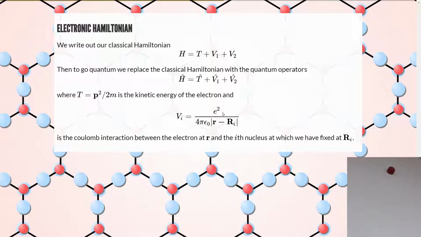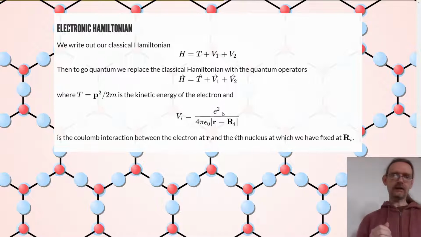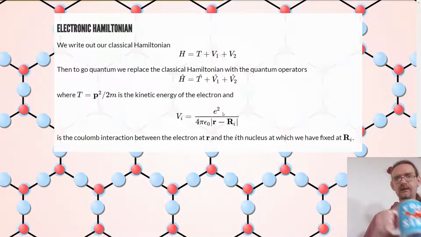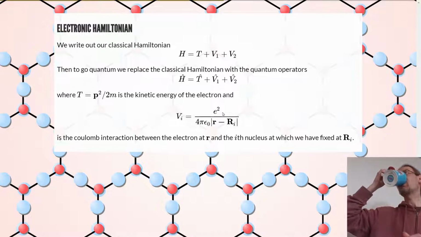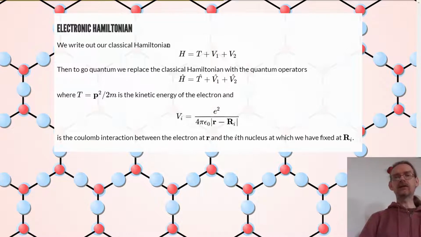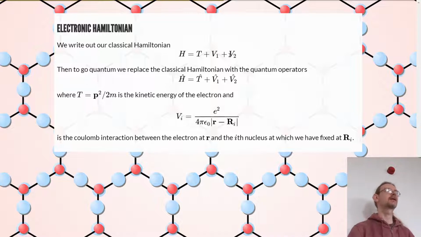If there's two cores, I've got atom 1 and atom 2, then there's two of those interactions. So the total classical Hamiltonian is the kinetic energy and two potential energy terms, which are coming from that interaction with the core.